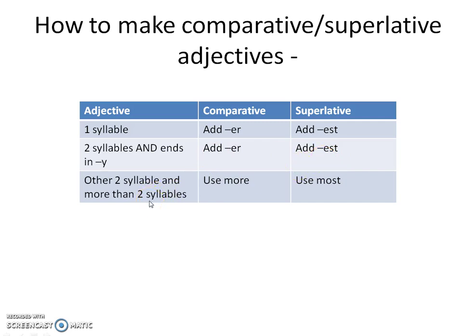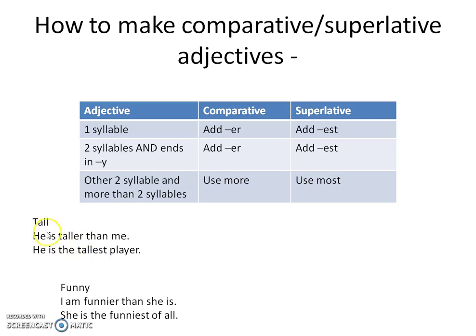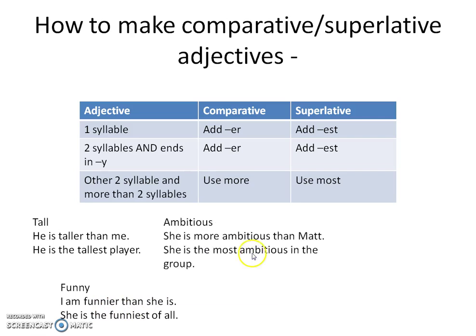Then any other ones, if it's 2 syllables that doesn't end in Y or more than 2 syllables, you usually use the word more or most. Let's say competitive. She is more competitive than you. He is the most competitive. Some examples. Tall is taller and tallest. It's a 1-syllable word. Funny is 2 syllables and ends in Y. So we change the Y to an I. Funnier and funniest. Ambitious. This is more than 2 syllables, so I use more and most.